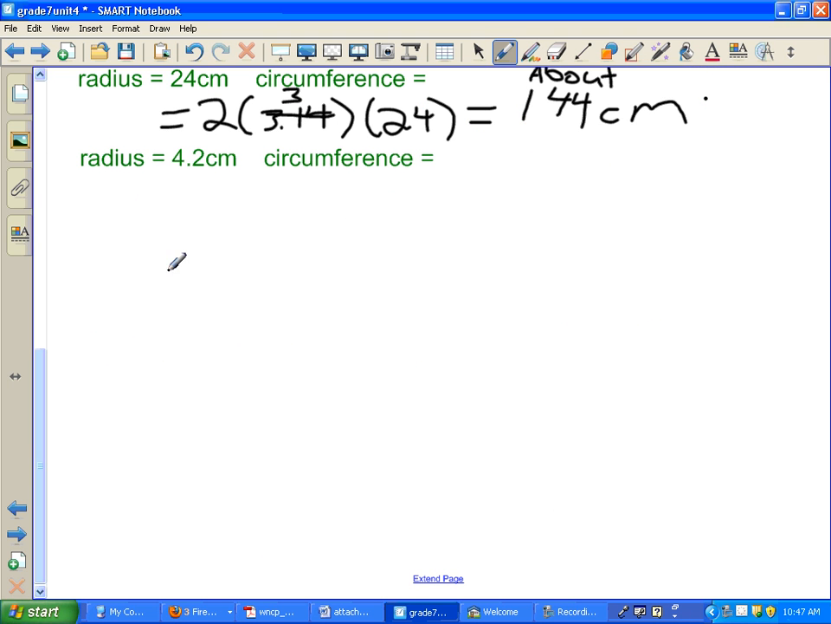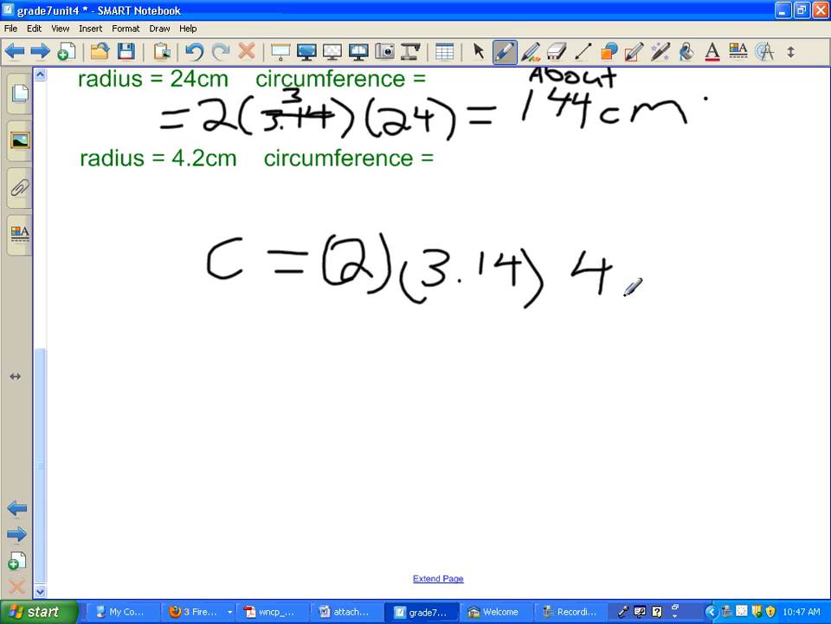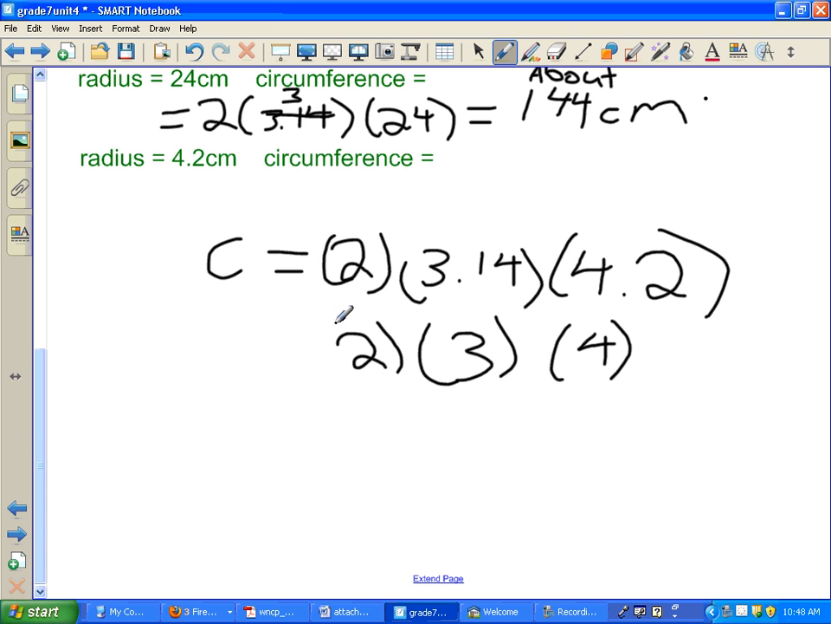Last one. Remember, circumference is 2 times pi times r. So we're going to have 2 times our pi times r, which is our radius, 4.2. Now, in this case, we only want to get an estimate, so I'm going to round off 3.14 to 3, and I'm going to round off 4.2 to 4. So, here's what we got. 2 times 3 is 6. 6 times 4 is 24. So our answer is about 24 centimeters.